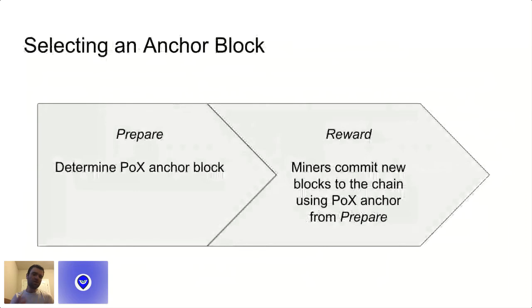Okay, so given these requirements, how do we actually select this anchor block? And in the stacking consensus algorithm, we basically break this problem up into a two-phase process. In the first phase that we call the prepare phase, that's when we actually do all the work of selecting the PoX anchor. And then once the prepare phase is finished, we can begin the reward phase. And in the reward phase, that's when miners are actually able to commit their new block funds to the chain using the reward set derived from that anchor block.